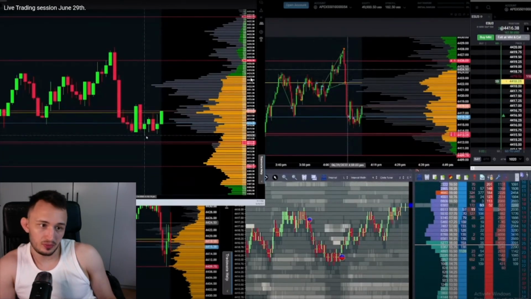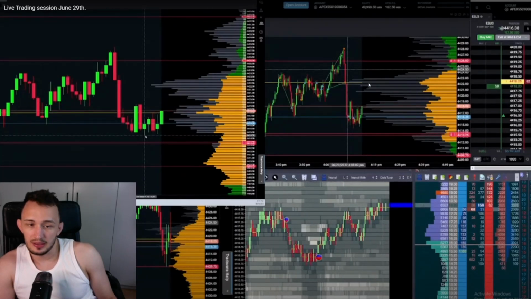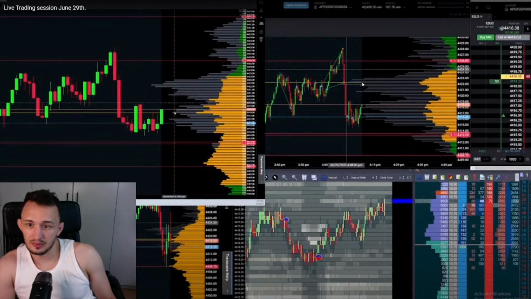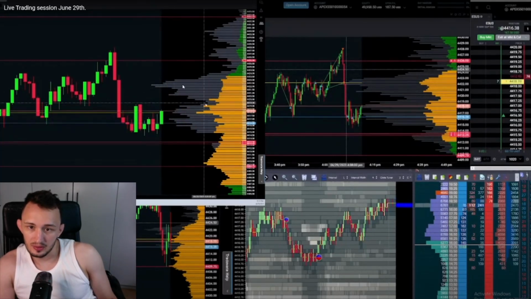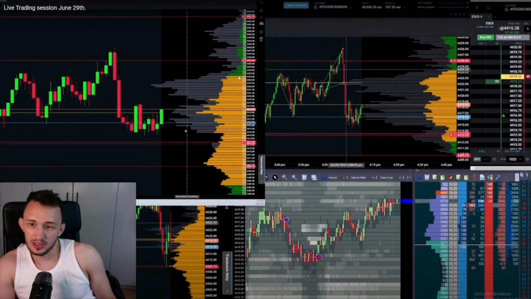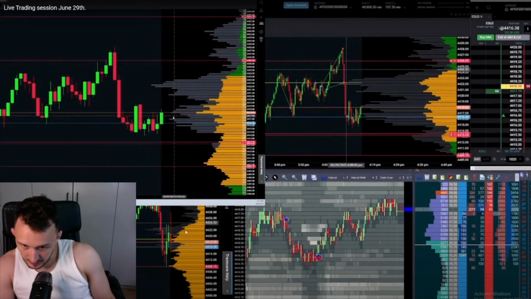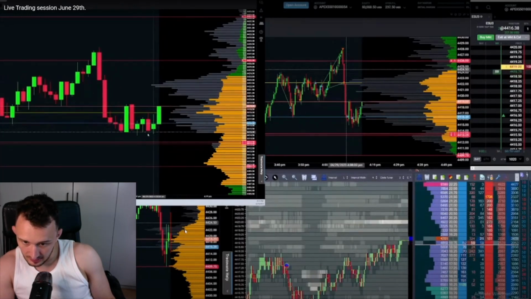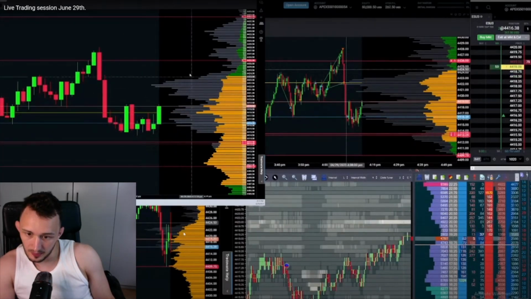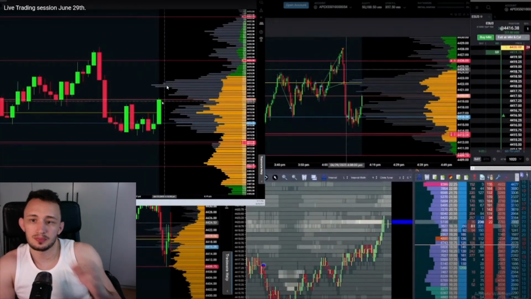This level is also the daily point of control. If you look at this, the daily point of control at 2250 is pretty close to the value area high of the week. It's also, I think, a low noted area at the end of this bulk here. So that's what we want to look at for the first take profit.